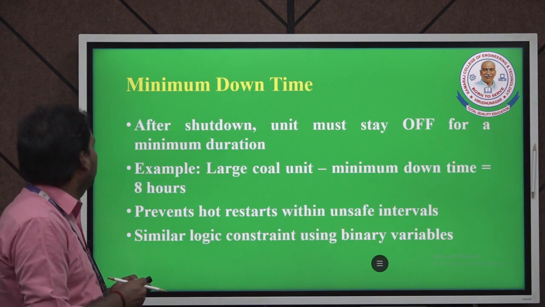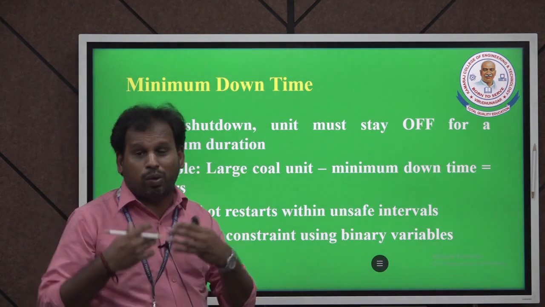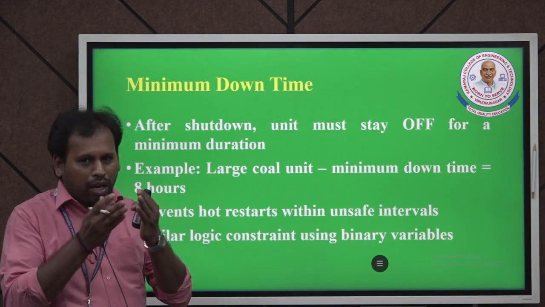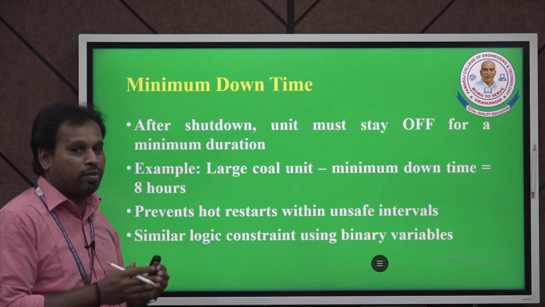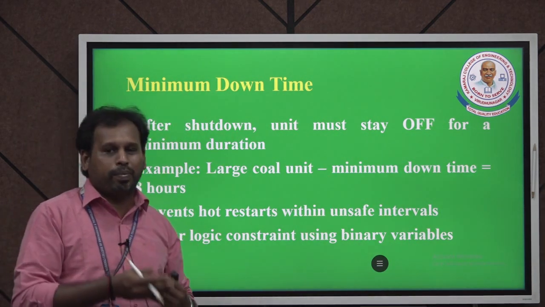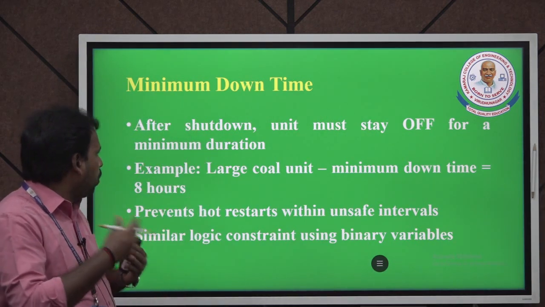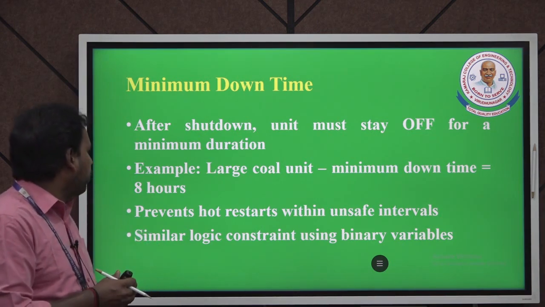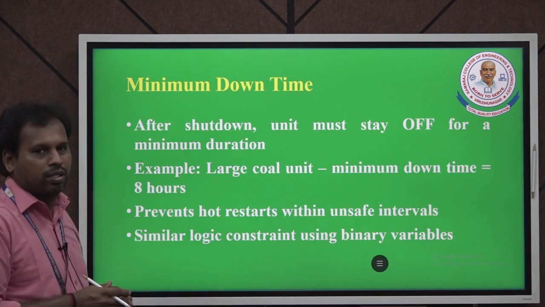And minimum downtime: after shutdown, the unit must stay off. If I shut down one unit, I cannot turn it on immediately. It also has to hold for some time. That is the minimum downtime. So minimum uptime means once I turn on, I cannot turn off immediately. Minimum downtime means once I shut down the unit, it must stay off for a minimum duration. For example, a large coal unit's minimum downtime is 8 hours.